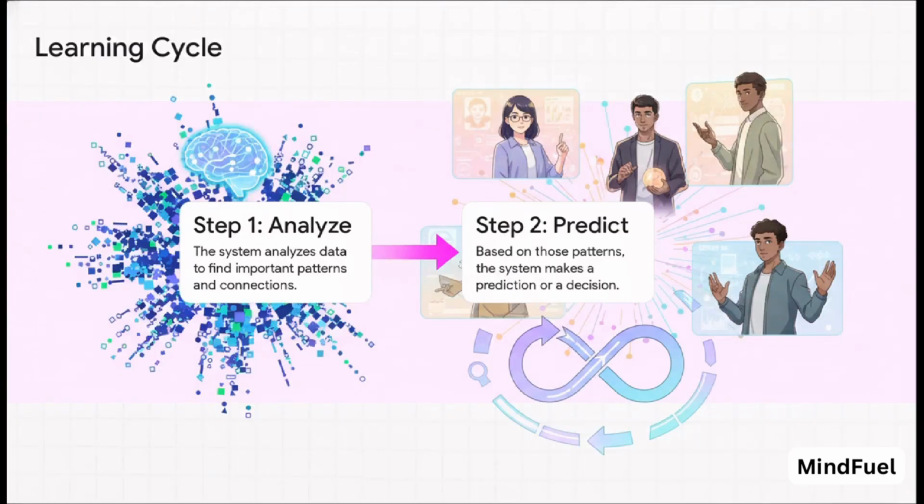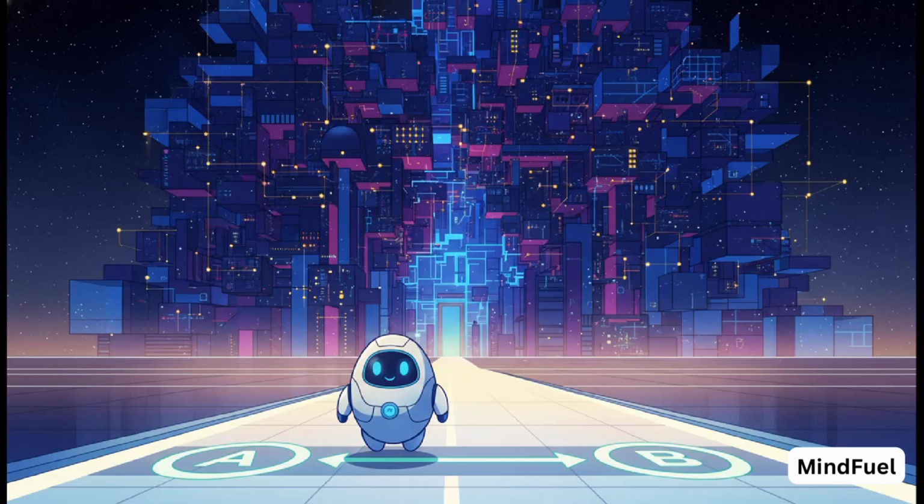And really, it just boils down to this simple two-step loop. First, the machine analyzes a whole bunch of data, hunting for those important patterns. Then, based on what it finds, it makes a prediction or a decision. And this just keeps going. It's a constant cycle. Analyze, predict, learn, and do it all over again, getting just a little bit smarter with every single pass.